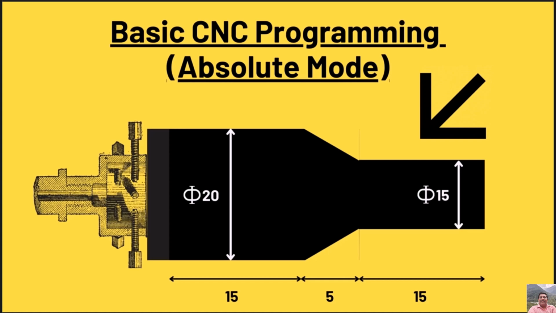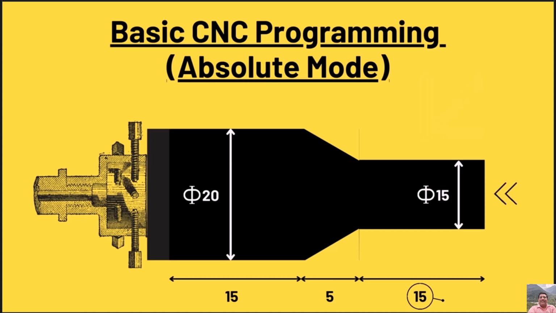This is the product for which the CNC program has to be written. In this, we have to maintain a diameter of 15 mm up to 15 mm length from this side, followed by conversion via taper from 15 mm to 20 mm diameter, and then we have to maintain 20 mm diameter for the rest of 15 mm length. The clamped area of the workpiece is not included.